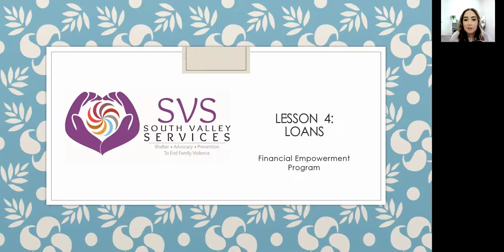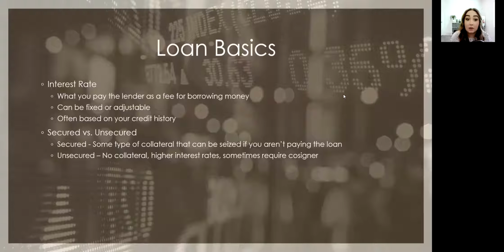Lesson 4 is on loans. So we're just going to start with some of the basic information about loans. First thing to know is that with a loan, you'll have an interest rate. That is what you pay the lender as a fee for borrowing their money. That could be someone like your credit union, a bank, or the credit card company, whoever you're borrowing the money from. It's basically just a fee you pay for using their money until you pay it back.